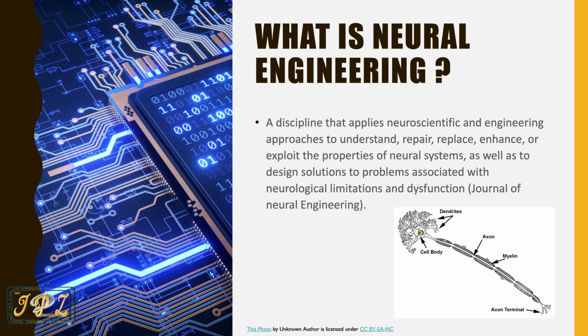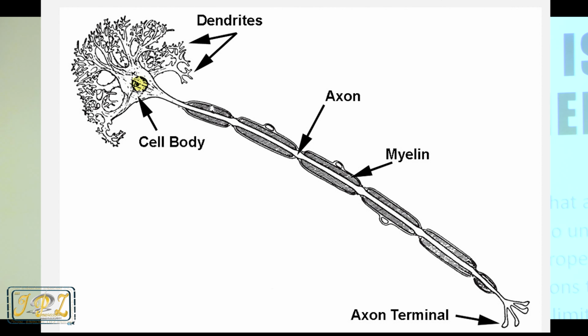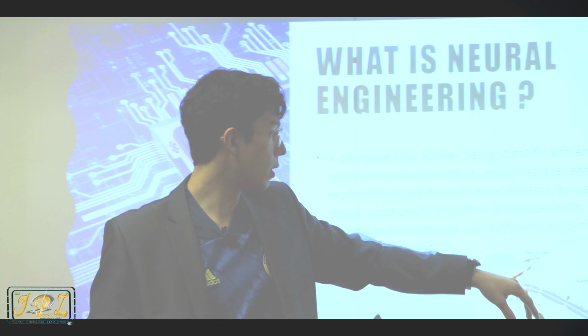You may wonder, what is neural engineering? Neural engineering is the application of neuroscientific and engineering approaches to understand, repair, replace, enhance, or exploit the properties of neural systems, as well as to design solutions to problems associated with neurological limitations. Right here we have a small image of a neuron. Basic parts are the dendrites, which are pretty much like the hair. We have the axon, which is like the body of it. The myelin is like the muscle of it.